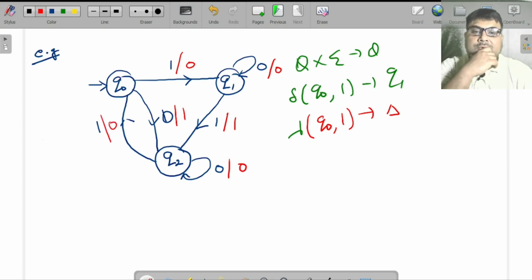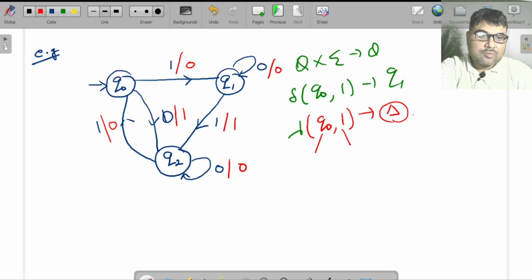This is the output. So if we're talking about this, it means you are at Q naught, and you are giving the input 1. What output do you get? 0. So at Q naught, give the input 1, you get the output 0. This is the basic difference between the transition function and the output function that you can see here. Take another example.